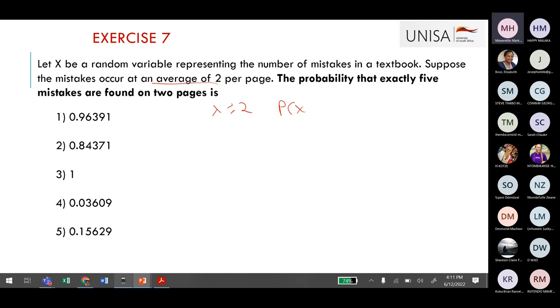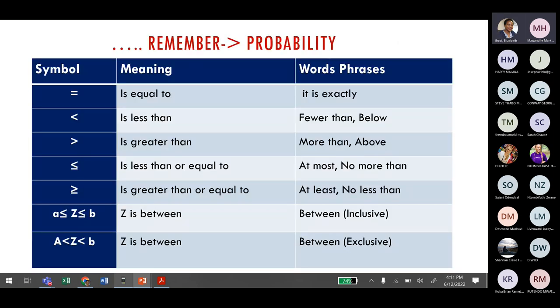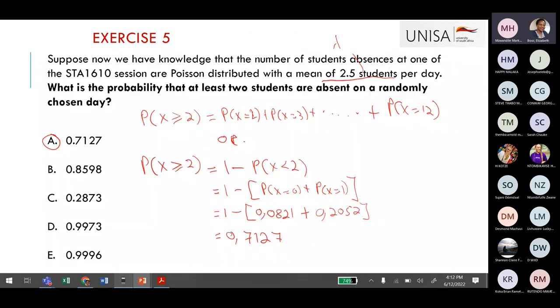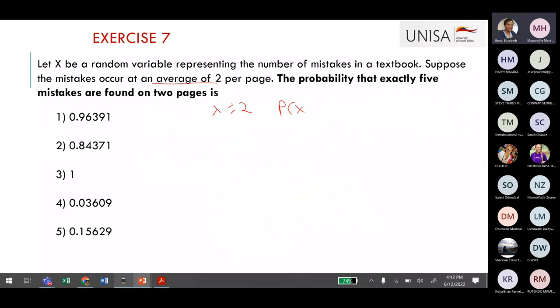What is at least? Did we cover at least? Let's go back. We covered exactly, not at least. Yes, we did cover at least. No, why am I... Oh, okay, it's Sunday. It's exactly, not at least. What am I talking about? That is exactly 5. It's exactly equals to 5.